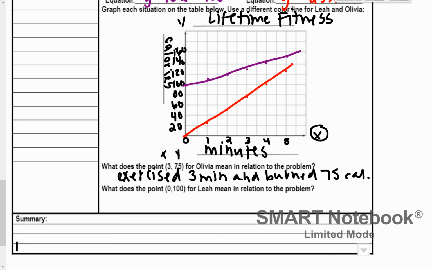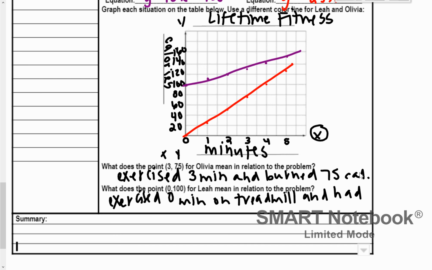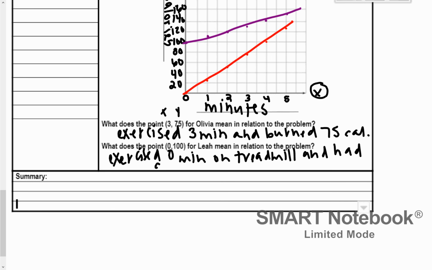Okay, so you're basically just putting a label onto each of those numbers, making meaning of it in relation to the problem. What does the point 0, 100 mean for Leah? So what it means is she exercised 0 minutes on the treadmill, and she had already burned 100 calories because she did that weightlifting before.